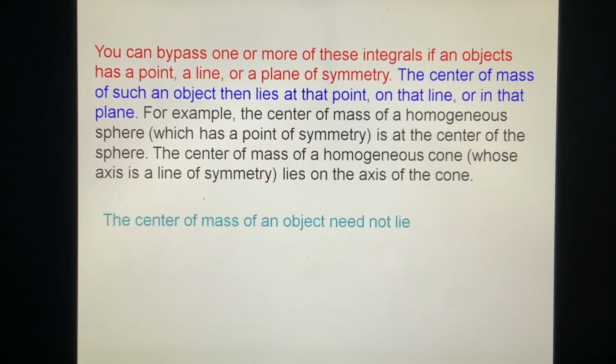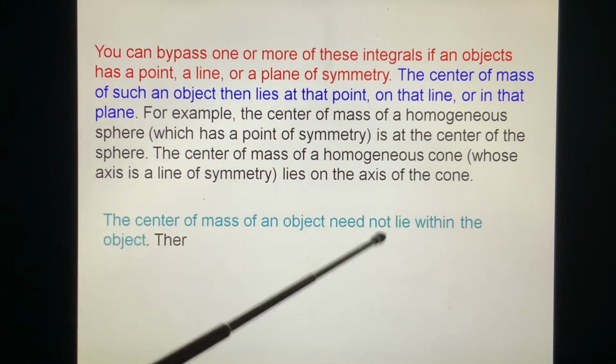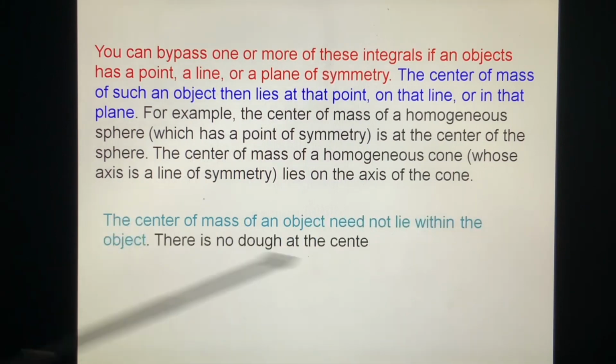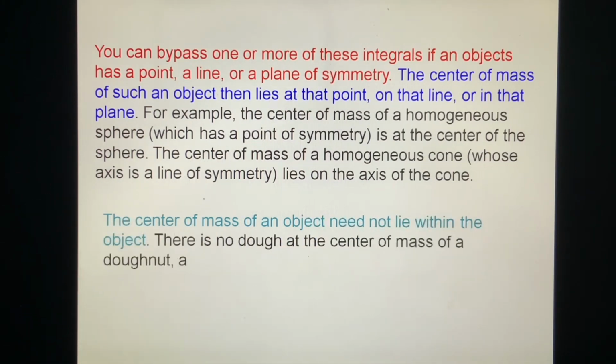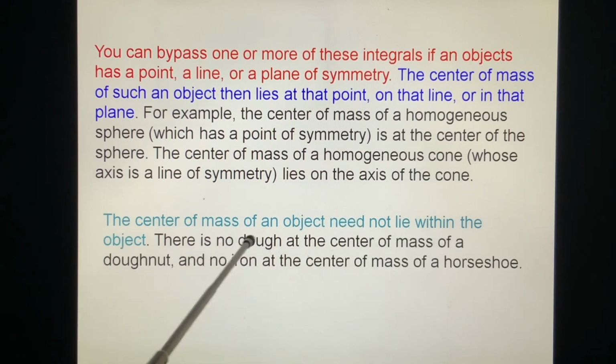The center of mass of an object need not lie within the object. For example, you have a donut, and the center of mass is not on the donut itself. The center of mass of a horseshoe also does not lie within the horseshoe.